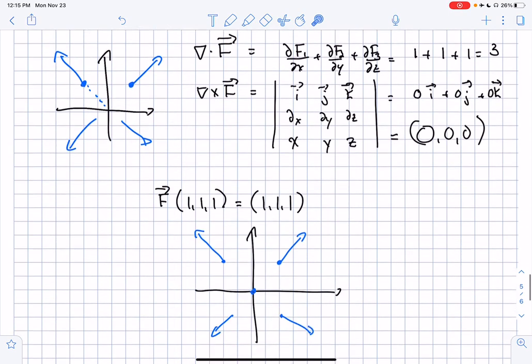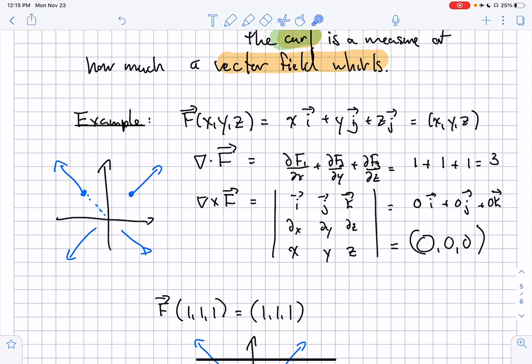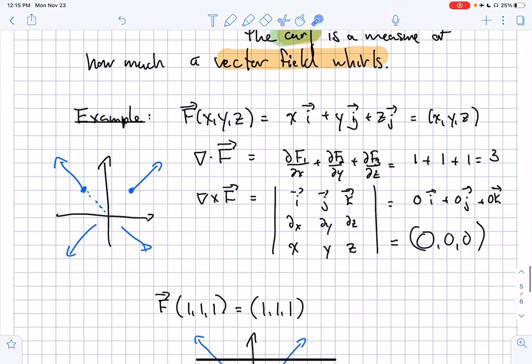And this is to be compared with other examples, when we have the curl and when it rotates. So we'll see that later.